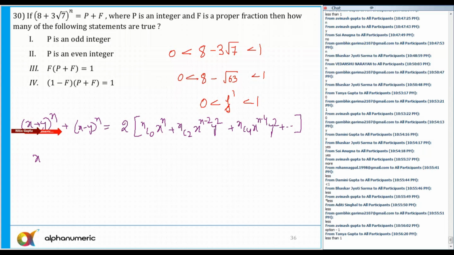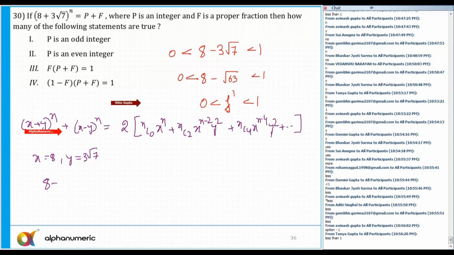And here x is equal to 8 and y is equal to 3 root 7. You know that the power of y is always an even number. So if the power of y is always an even number, 3 root 7 raised to power even number will always be an integer. So it is independent. Whether the value of n is odd or even, it makes no difference. This is always an even number.